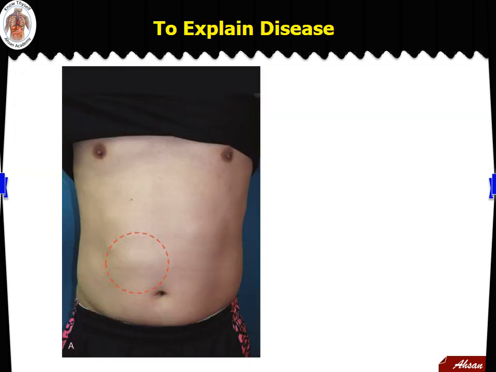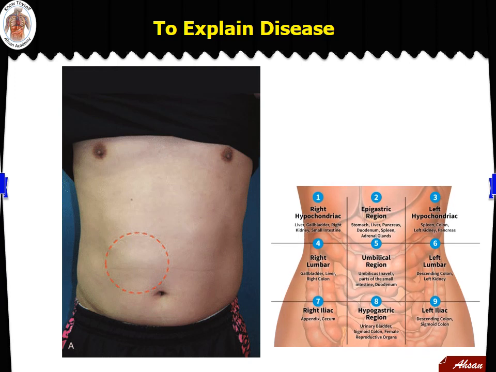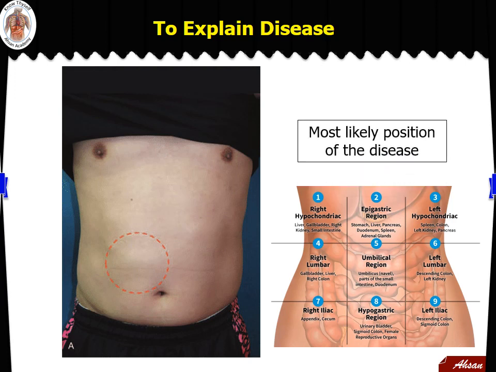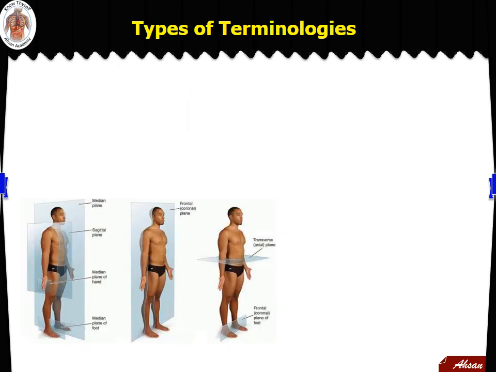We use these planes, reflecting them on the surface, to localize the disease, to understand the position of the disease in the organ. So suppose this is in the stomach, we can say this because of the position of the tumor, this is situated in the stomach. So the doctors are using these planes and drawing some lines on the surface and localizing the disease, that is, the most likely position of the disease.